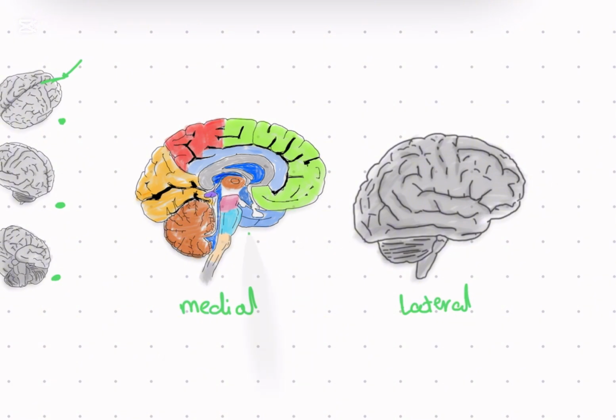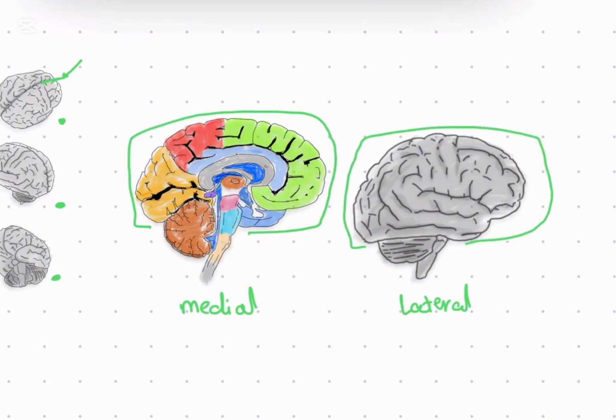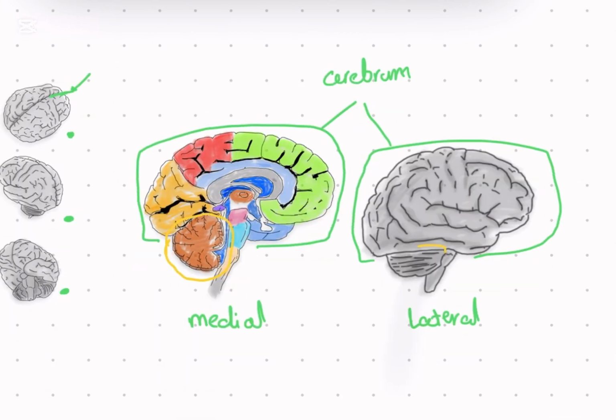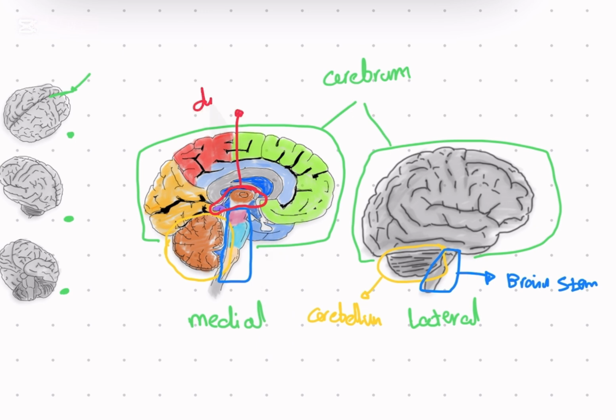So you can see here in this view, this is the cerebrum, and also in this view, this is the cerebrum. The small part here is the cerebellum. This is also the cerebellum, and then in the middle you can see just in the medial view this is the diencephalon, and then you can see the brainstem in both views.